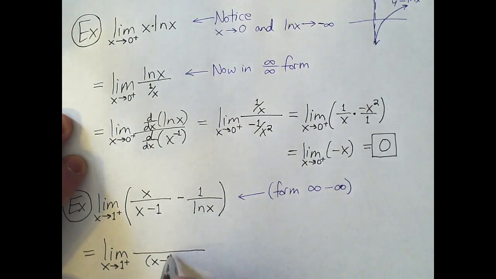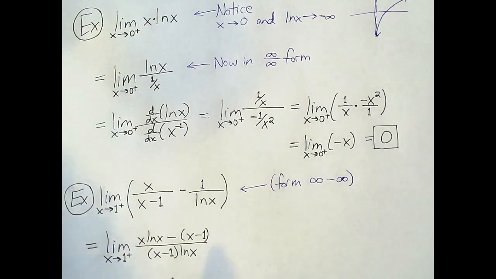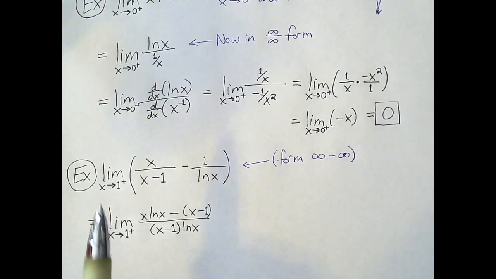A common denominator would be found by just multiplying the denominators. What does that do to the numerators? It makes it x ln x minus x minus 1. All I did right here was algebra. I didn't do any derivatives. I didn't do any L'Hopital's rule. Just working with fractions. How do you combine two fractions? You combine them with a common denominator, and you adjust the numerators appropriately.